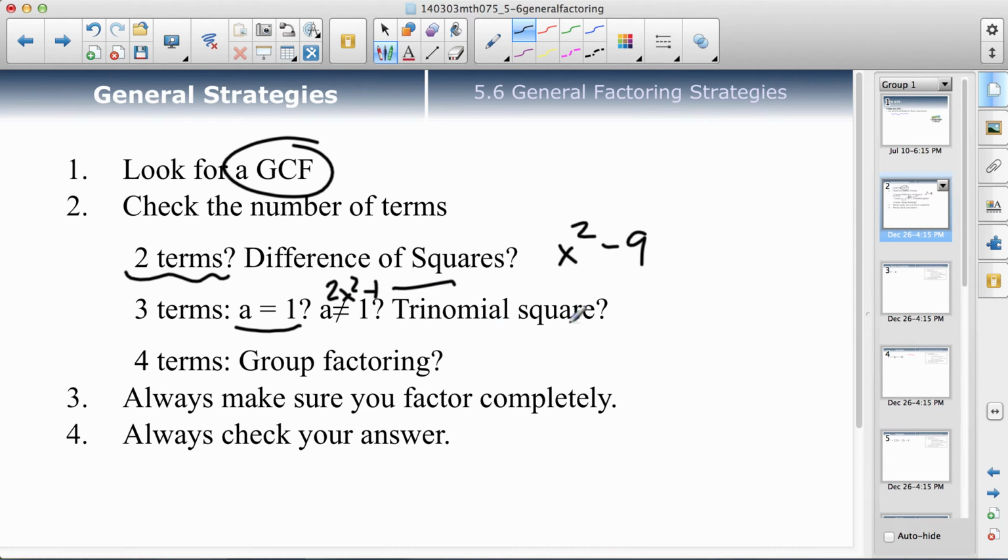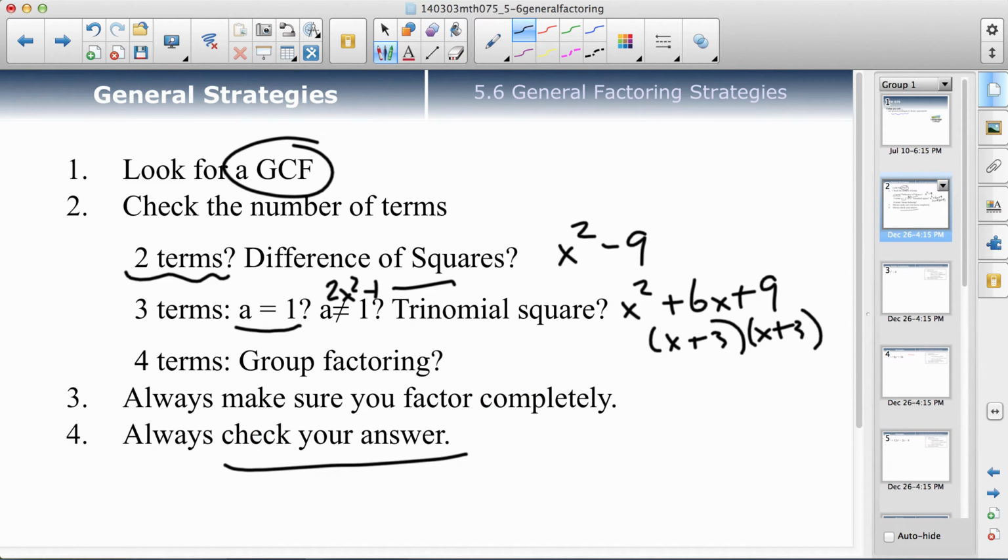Or maybe it's a trinomial square, something like x squared plus 6x plus 9, where you can factor it as x plus 3 and x plus 3. If there's four terms, then maybe it's a group factoring situation. Regardless of which one of these it is, you always want to make sure that you factor the whole thing completely. And the nice thing with factoring is you can always check to see if your answer is correct. If it's not correct, then you factored wrong. You've got to go back and fix that.